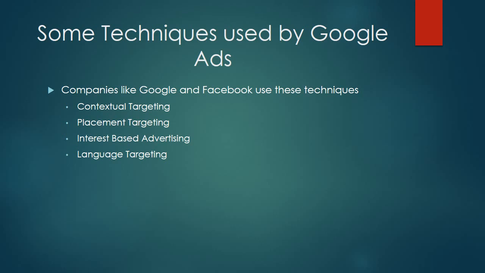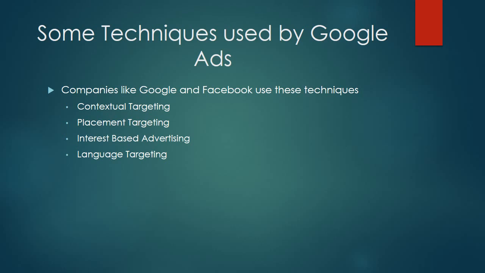Placement targeting is, let's just say you're looking for something that's related to music, but you're also a musician. For that reason, you might want to find the nearest instrument shop for the person.